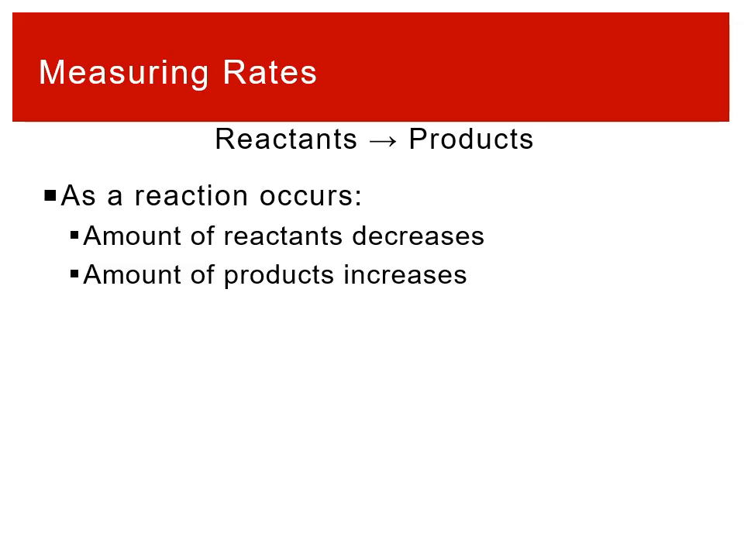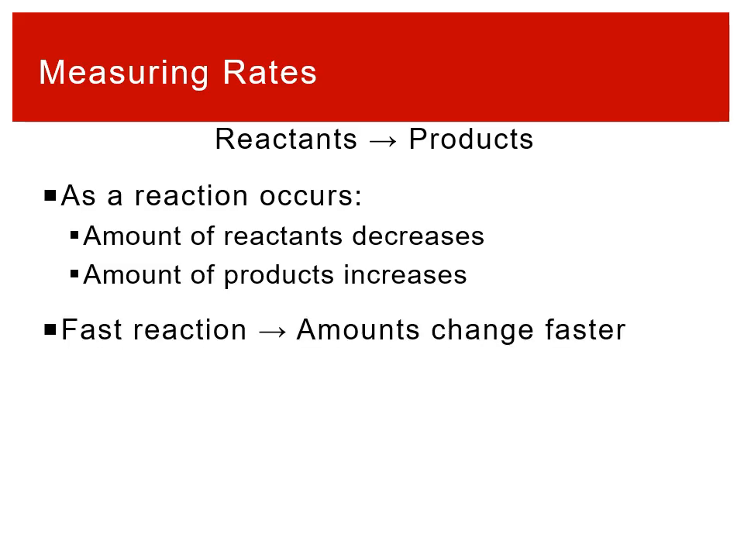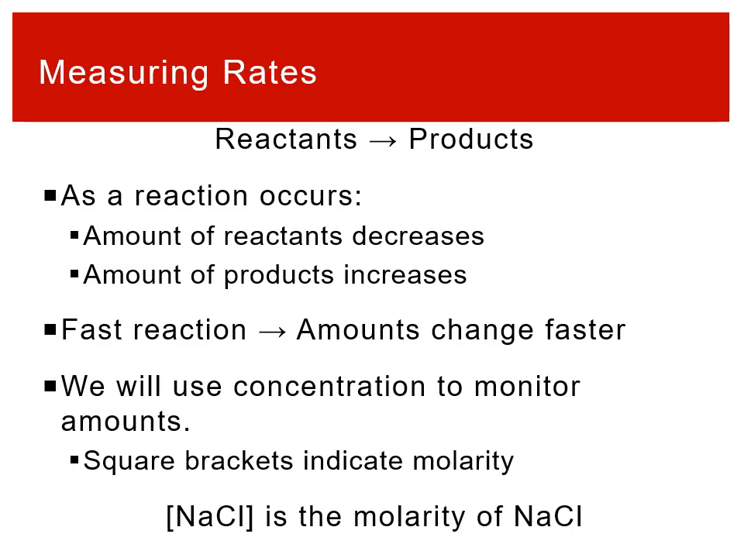And so we know that as a reaction occurs, the amounts of reactants present should be decreasing, the amount of products increases, right? Reactants are becoming products. You're changing what is present over the course of the reaction. So for a fast reaction, the amounts should change faster, right? Really slow reactions, the amounts don't change. In really fast reactions, the amounts are changing really quickly. You're losing reactants very rapidly, and you're gaining products very rapidly.